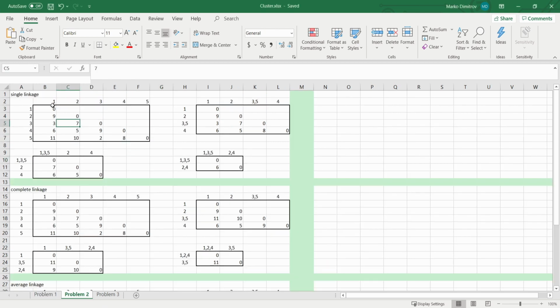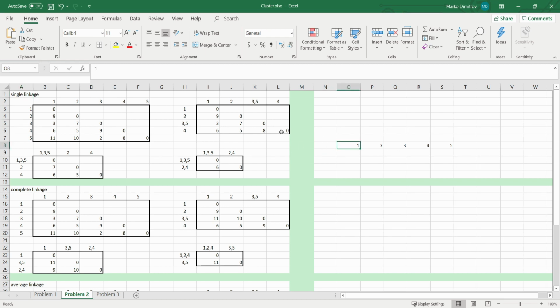Okay, so here we have this table of distances between two individuals, or items, objects, whatever. In this first step, every individual, 1, 2, 3, 4, 5, is a group, so we have 5 groups. Now we want to find the least distance between two individuals and merge them, because this is single linkage, so we need to find the minimum and merge them in one cluster.